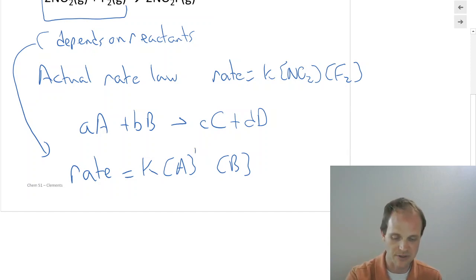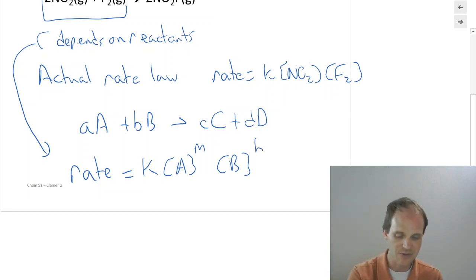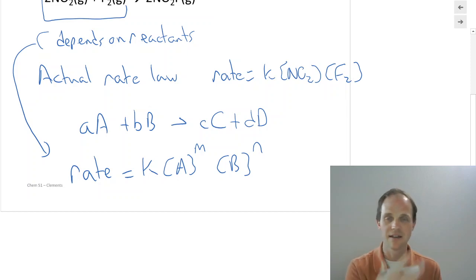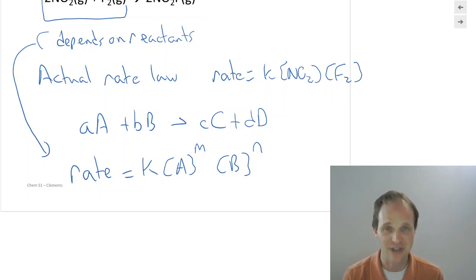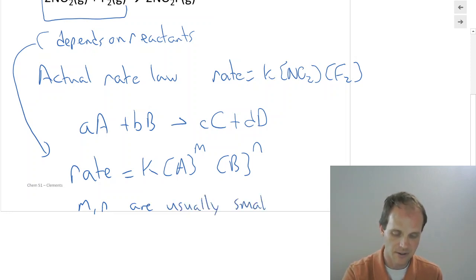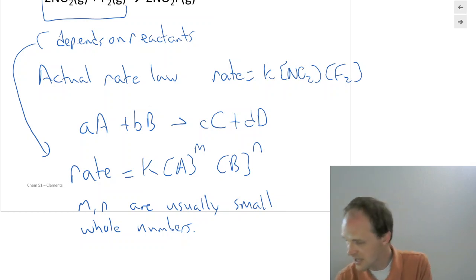And so what we do is we put a placeholder. We say m. And m doesn't occur anywhere because we have to figure out what m is. And we can't just write b here. That's not correct. We just write n. So we write A to the m and B to the n. If we had C and D as reactants as well, it would be dependent on those to different numbers that we'd have to figure out. So m and n are usually whole numbers, and they're usually small. Turns out they don't have to be whole numbers. They're almost always small. But usually they're whole numbers and they're small.